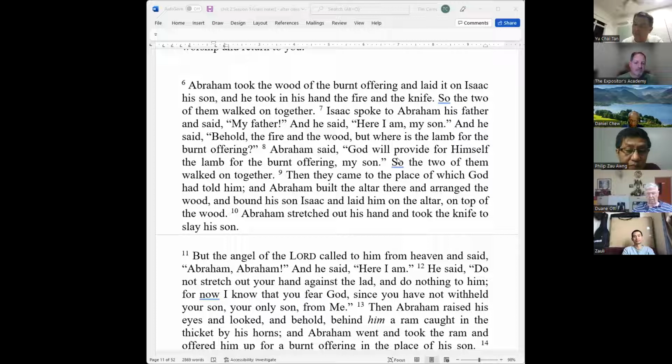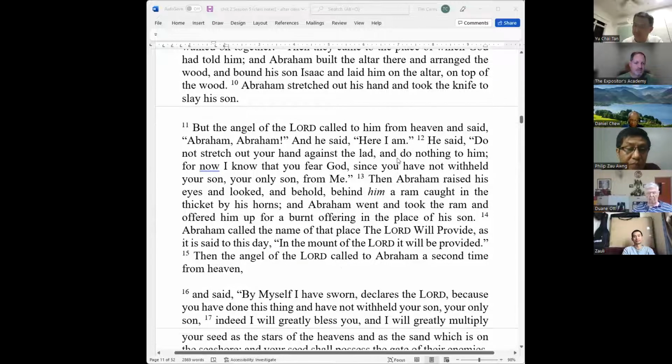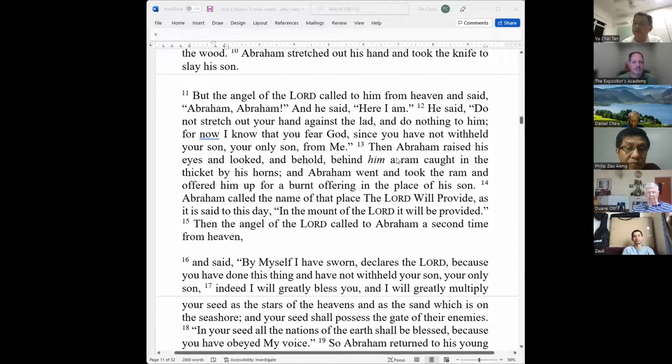Abraham stretched out his hand and took the knife to slay his son. But the angel of the Lord called to him from heaven, said, "Abraham, Abraham." And he said, "Here am I." He said, "Do not stretch out your hand against the lad, and do nothing to him, for now I know you fear God, since you have not withheld your son, your only son, from me."